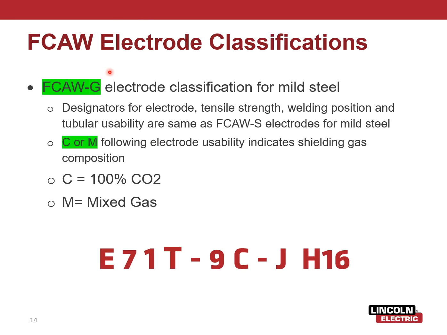So gas shielded electrodes, their classification, they've got a little more information on there. After that dash number, you may see a C or an M, and that's going to tell you whether or not it should be used for 100% CO2 or a mix. All right, so that C right there, that's telling me 100% CO2 is what this electrode was designed for.